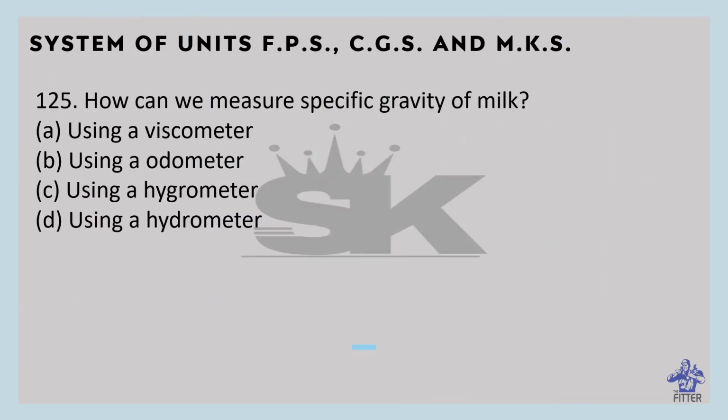How can we measure specific gravity of milk? By using hydrometer. It uses Archimedes principle. The hydrometer is made of a thin glass or a plastic tube sealed at both ends. Odometer is used for measuring distance traveled by a vehicle. And viscometer is for measuring the viscosity of liquids.